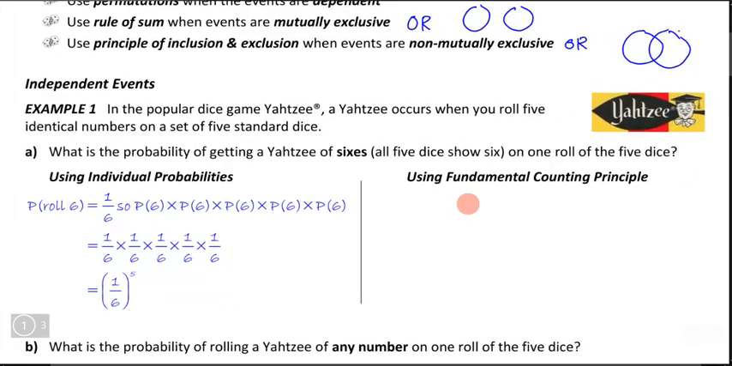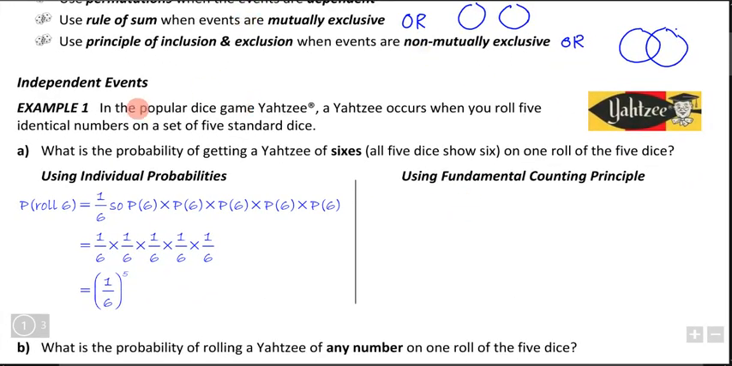Example number 1. In the popular dice game Yahtzee, has anyone ever played Yahtzee? No? It's okay. I don't really need to know the rules. It just says here, Yahtzee occurs when you roll 5 identical numbers on a set of 5 standard dice. Part A, what is the probability of getting a Yahtzee of 6s? All 5 dice show 6 on one roll of the 5 dice.